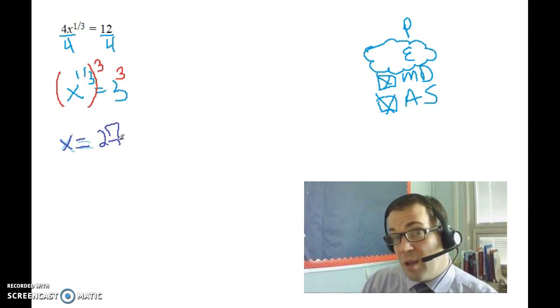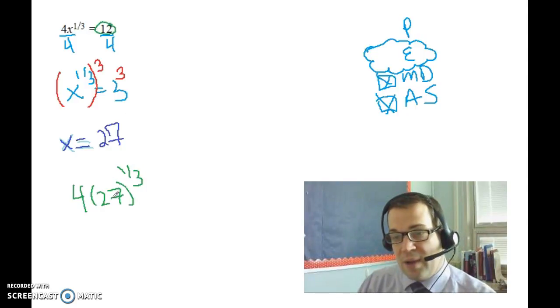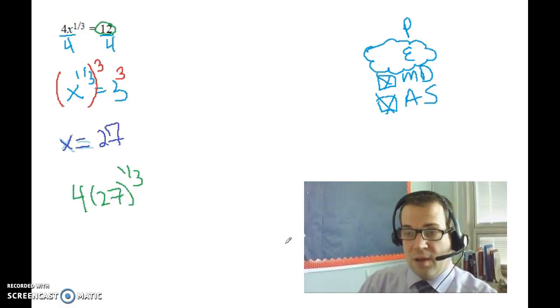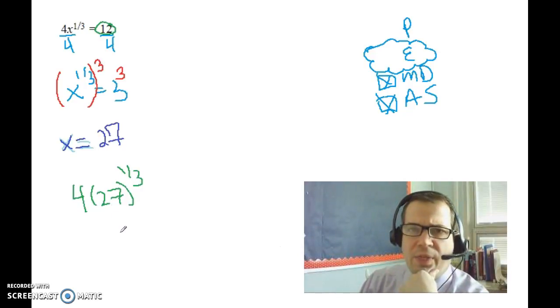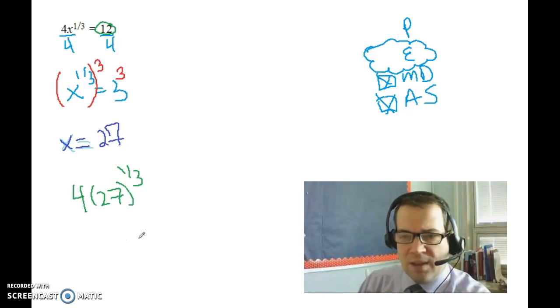I do want to check my work and make sure this actually makes sense as an answer. So I will take 4 times the x value that I think is true to the 1/3 power, and I want to see if this equals 12. So now we're evaluating, so I'll do order of operations in the order it shows. First thing to do is apply the exponent. So I need to figure out what 27 to the 1/3 is. Since 3 times 3 times 3 is the only thing that makes 27, I can say it's 3.